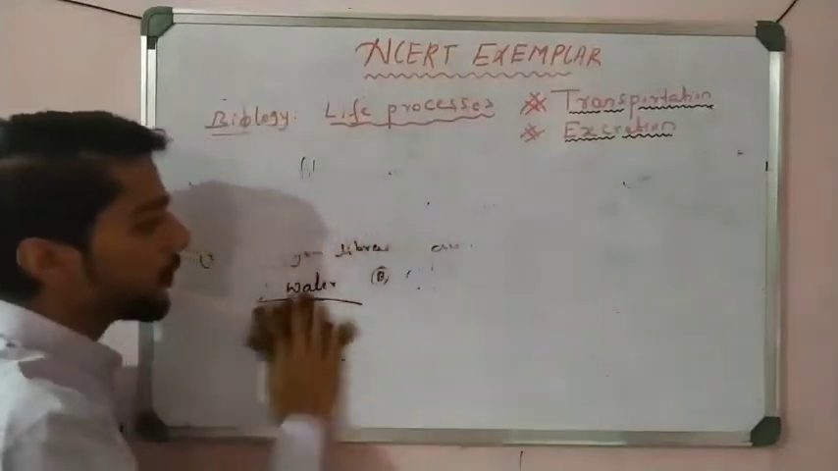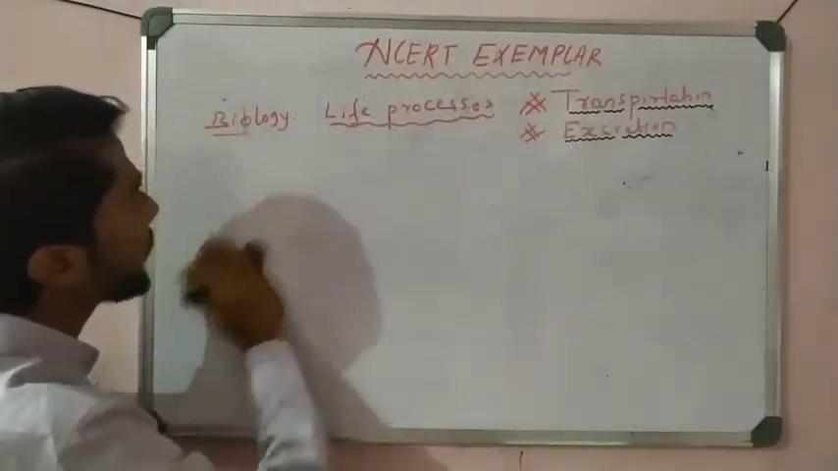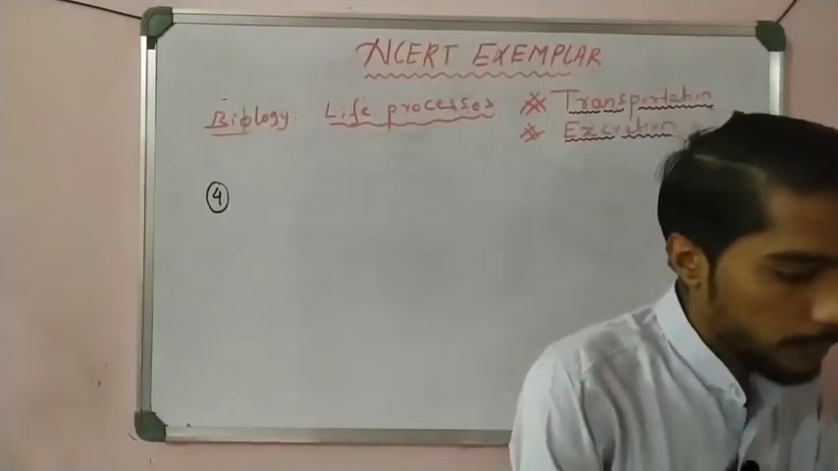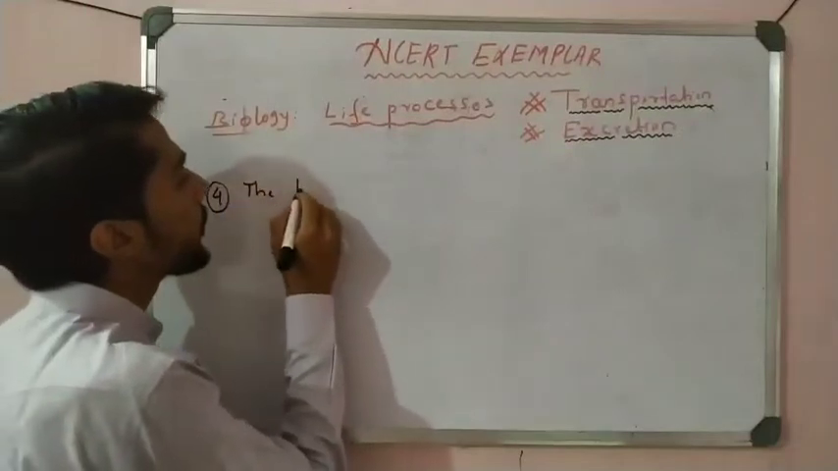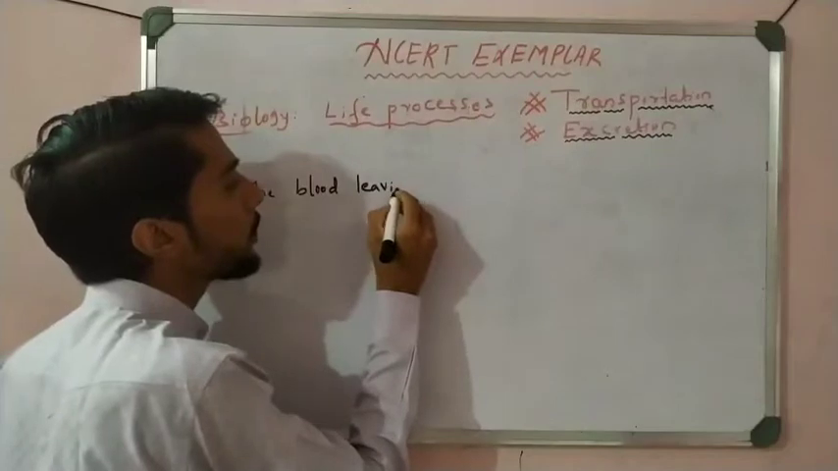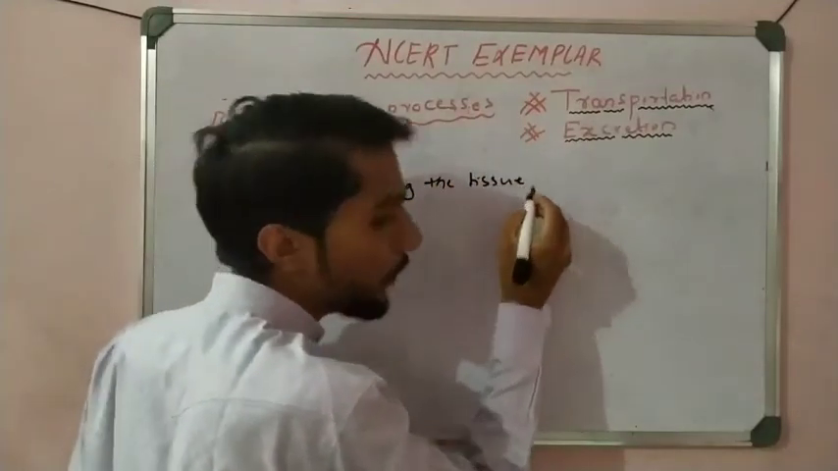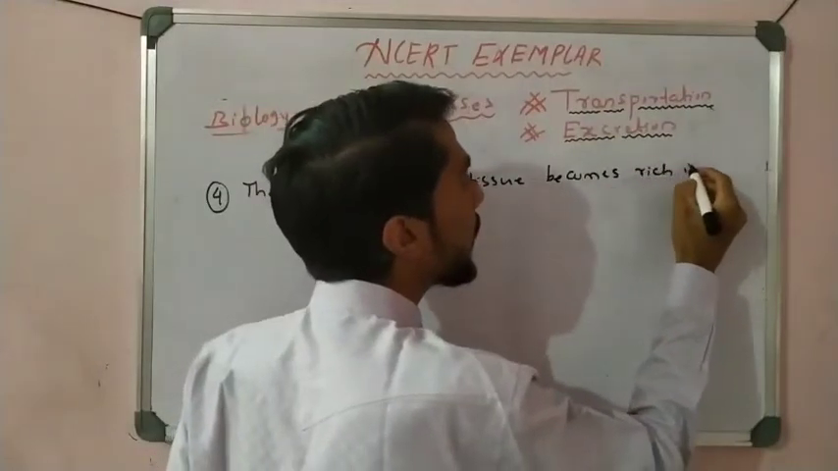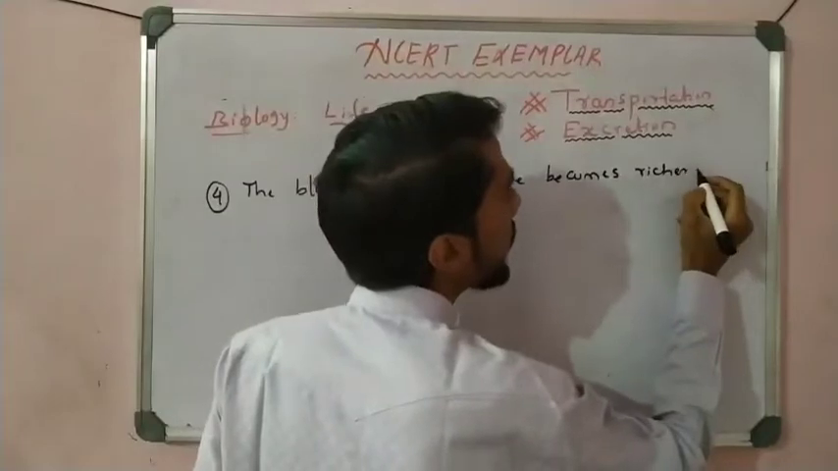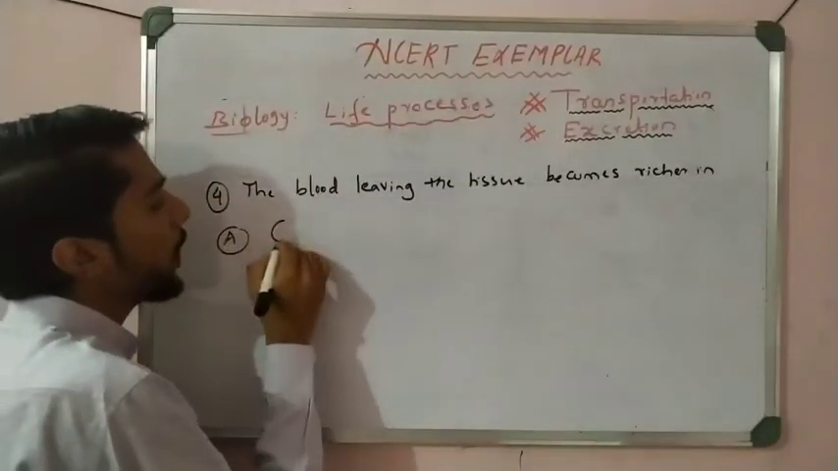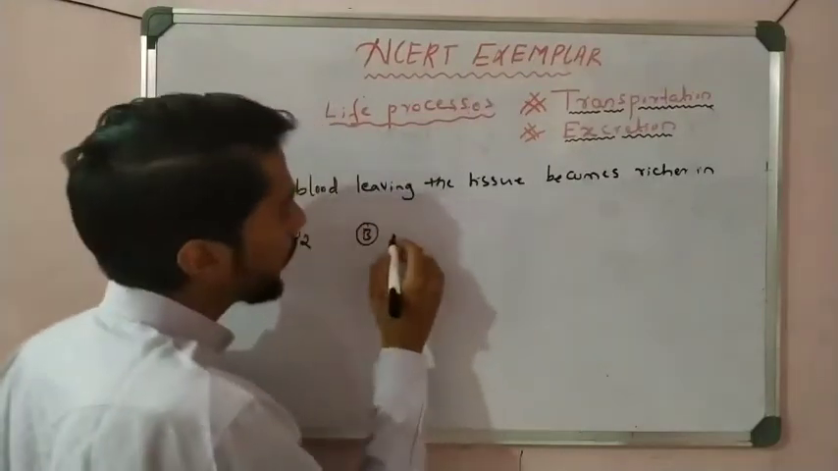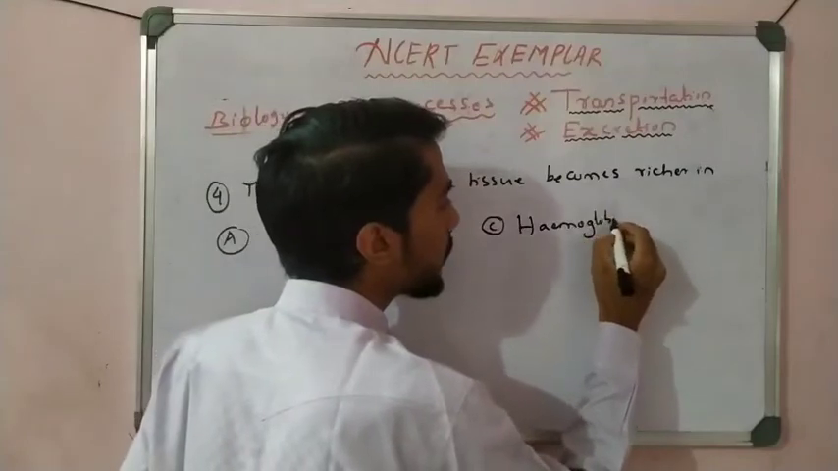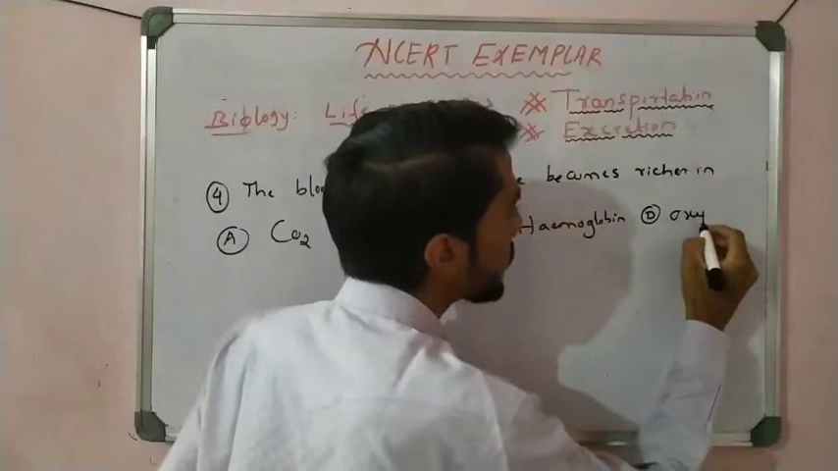Now come to question number 4. The blood leaving the tissue becomes richer in: option A, carbon dioxide; option B, water; option C, hemoglobin; and option D, oxygen. So simple one.